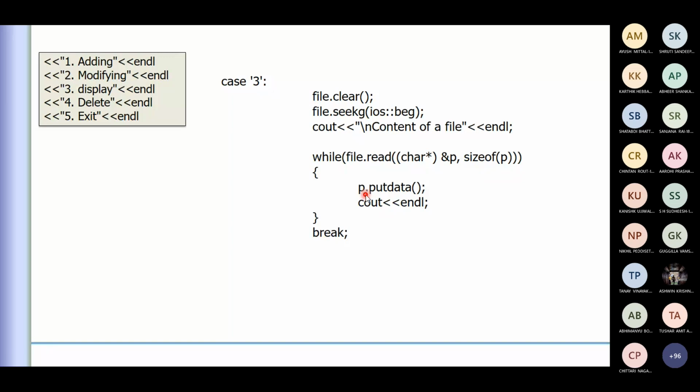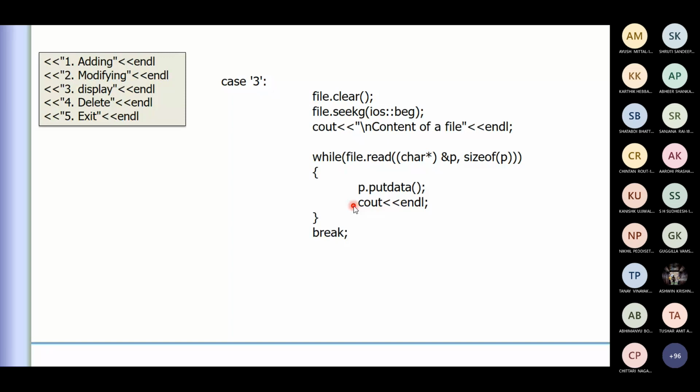Whatever object is there, its put data will take the member functions. One by one we are trying to display. Where do we want to display? Remember, it is not the file, it is on the monitor. Though we are taking from the file, we are displaying on the monitor here. Is it clear for you? Hope it is clear.